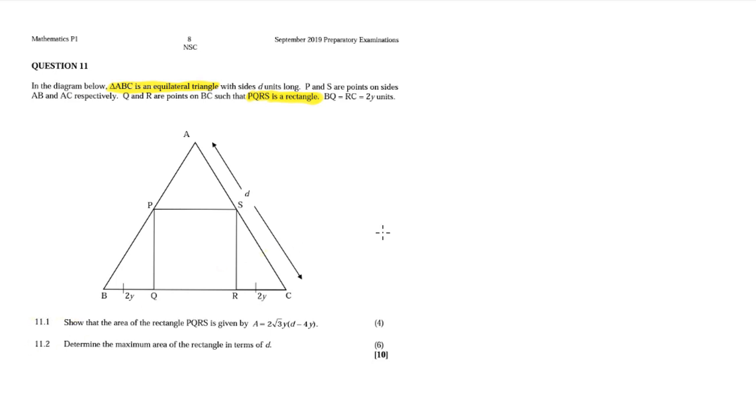We have two very easy questions over here. The first one, they want us to show that the area of the rectangle can be given by the following expression. And then secondly, they just want us to determine the maximum area in terms of the variable d.